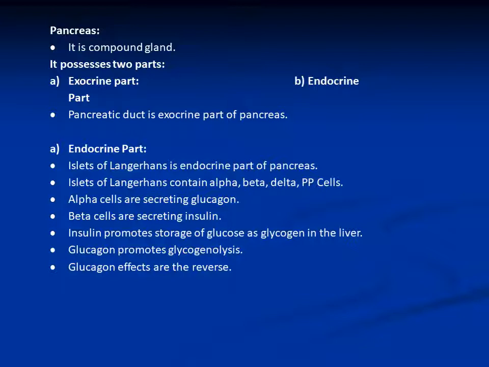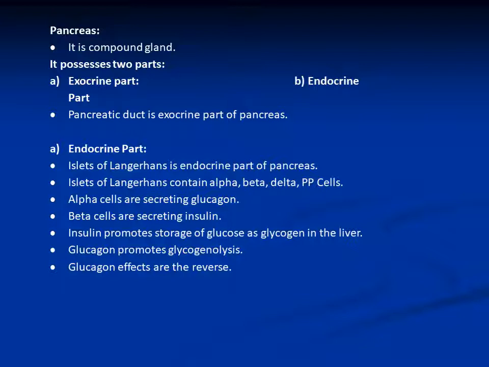Islets of Langerhans consist of 4 types of cells: alpha cells, beta cells, delta cells and PP cells. Alpha cells secrete glucagon hormone, beta cells secrete insulin hormone, delta cells secrete somatostatin hormone, and PP cells secrete pancreatic polypeptide hormone. These are the cells and their secretions.